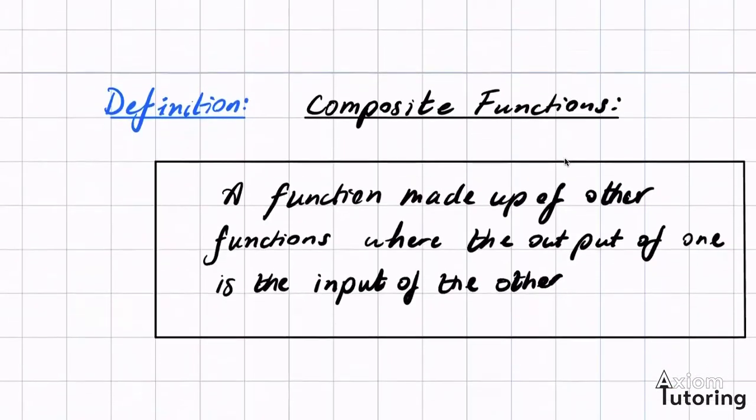So we first want a definition for composite functions. A composite function is a function made up of other functions where the output of one is the input of the other.